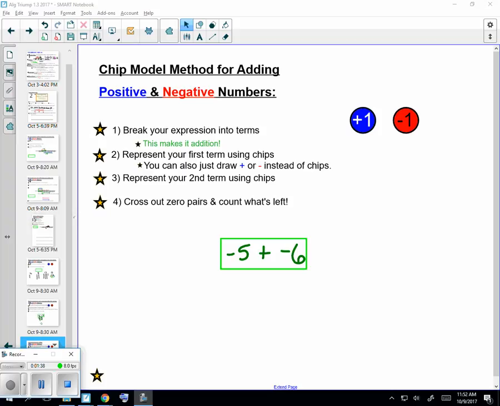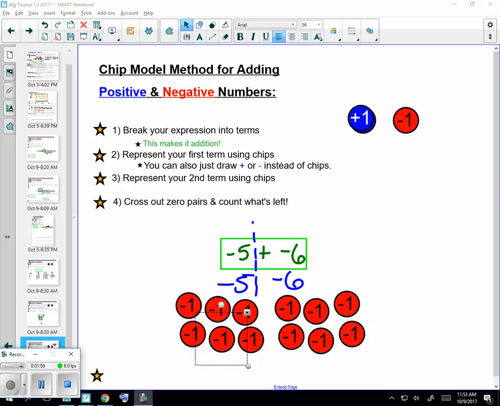Consider the problem negative 5 plus negative 6. First step, break it up into terms. Next, represent your first term using chips, and then your second term using chips. Remember, plus negative 6 is the same as looking at the term negative 6. So we have two terms, negative 5 and negative 6.